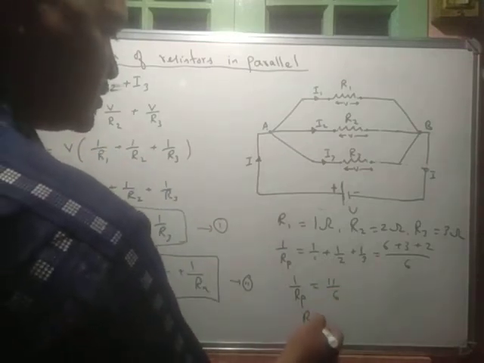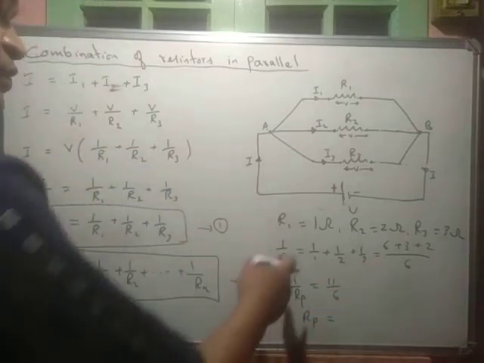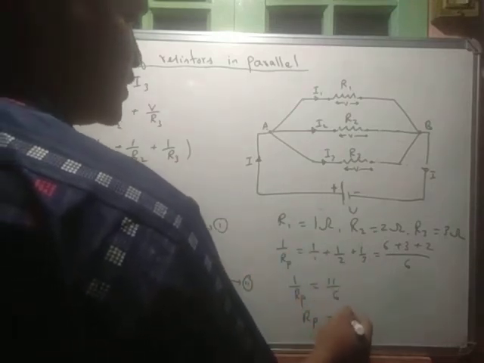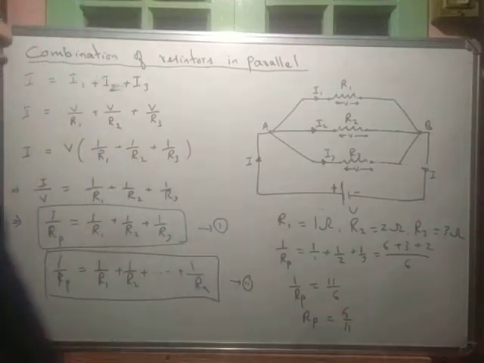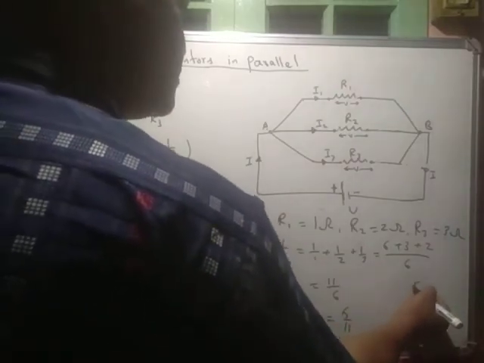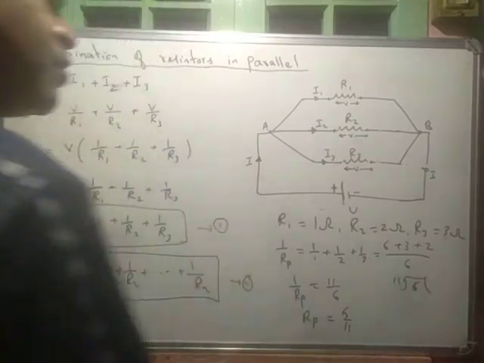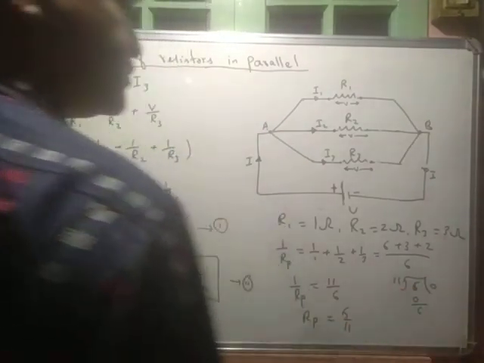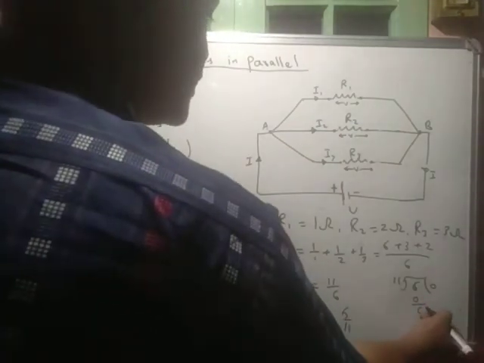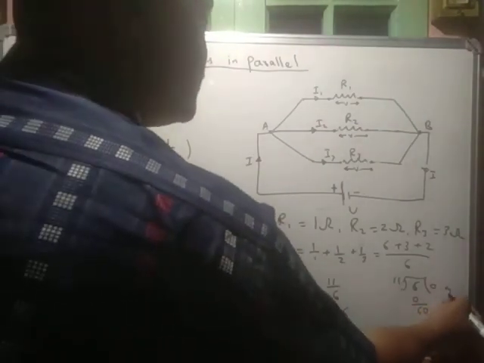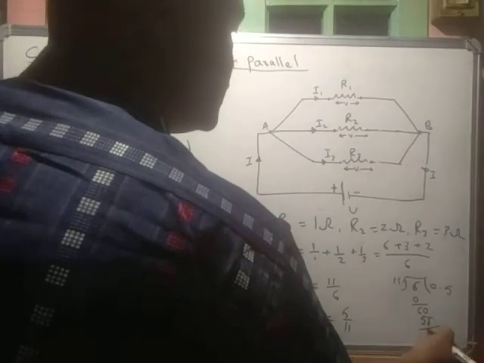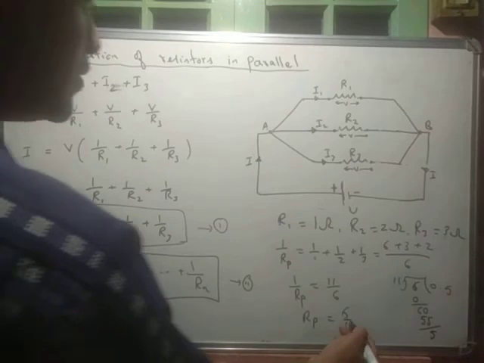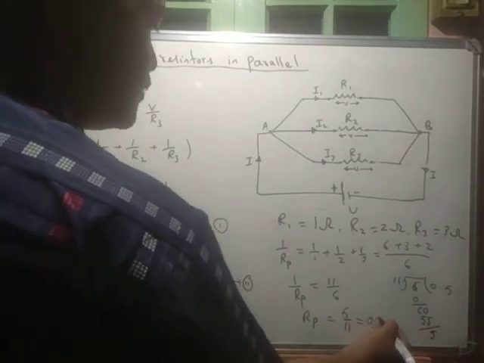If you take the reciprocal of 1 upon Rp, you get Rp up and 1 down. 11 upon 6 becomes 6 upon 11. Now dividing 6 by 11, how much will you get? 11 into 0 is 0, remaining 6. Put a point, bring down 1 0. 11 times 5 is 55, remaining 5. This process will continue. So this Rp is approximately 0.5 ohms.